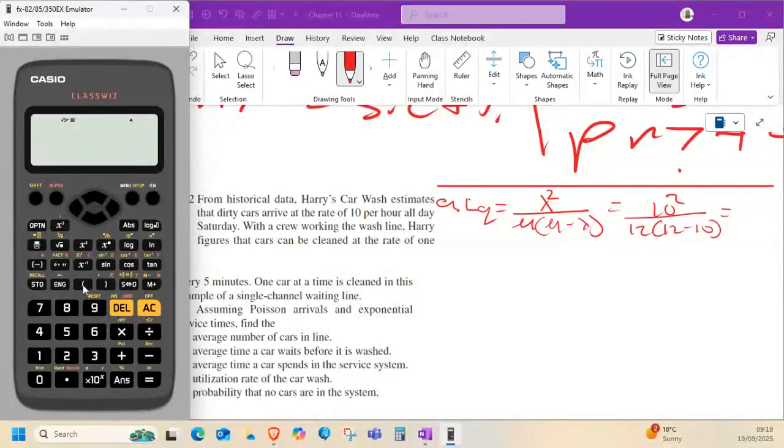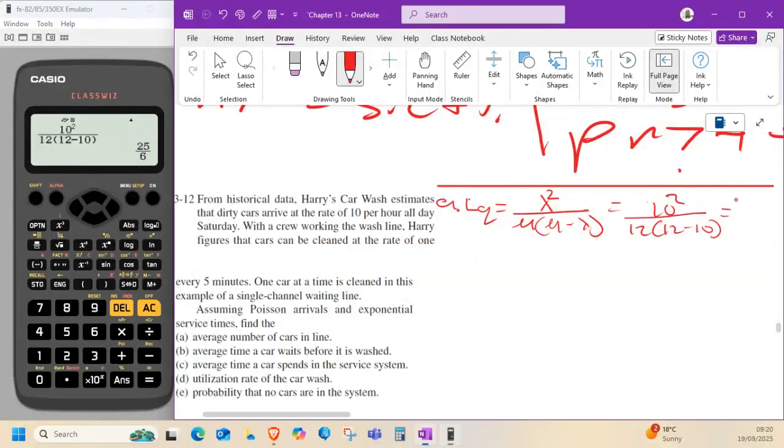You come to your calculator, AC first, and then bracket, fraction, 10 squared, 12 minus 10. Close bracket, and then answer 25 over that. I'd rather give it as 25 over 6, 25 over 6.